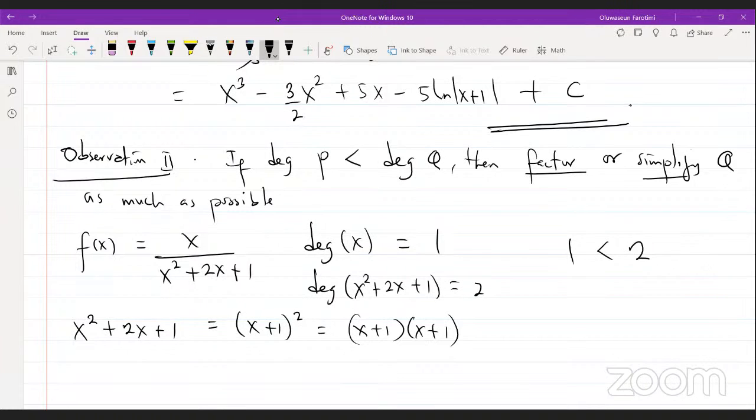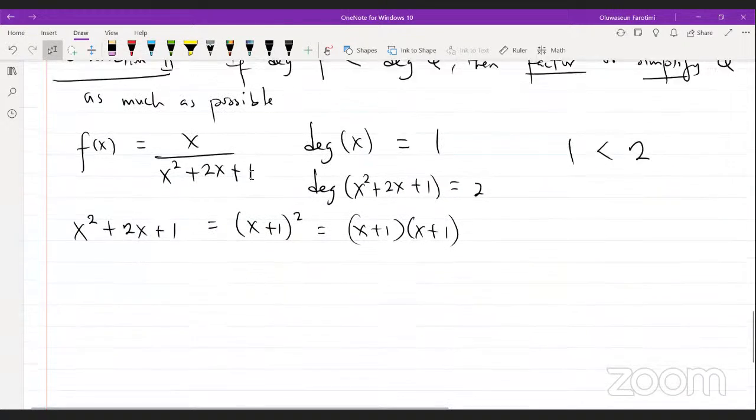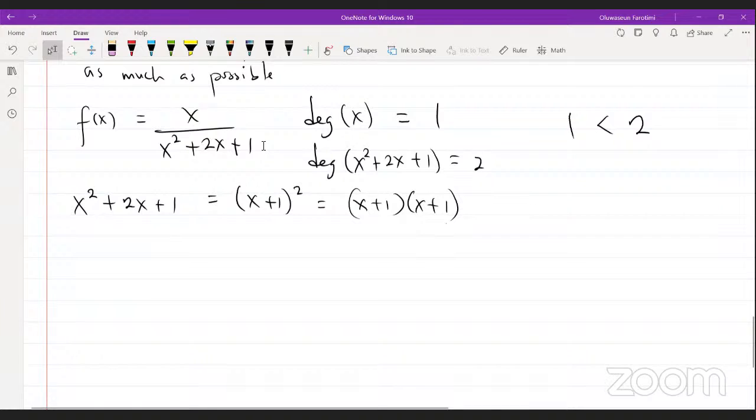Another thing, guys, we're still going to have another observation, which will lead us to a couple of cases.